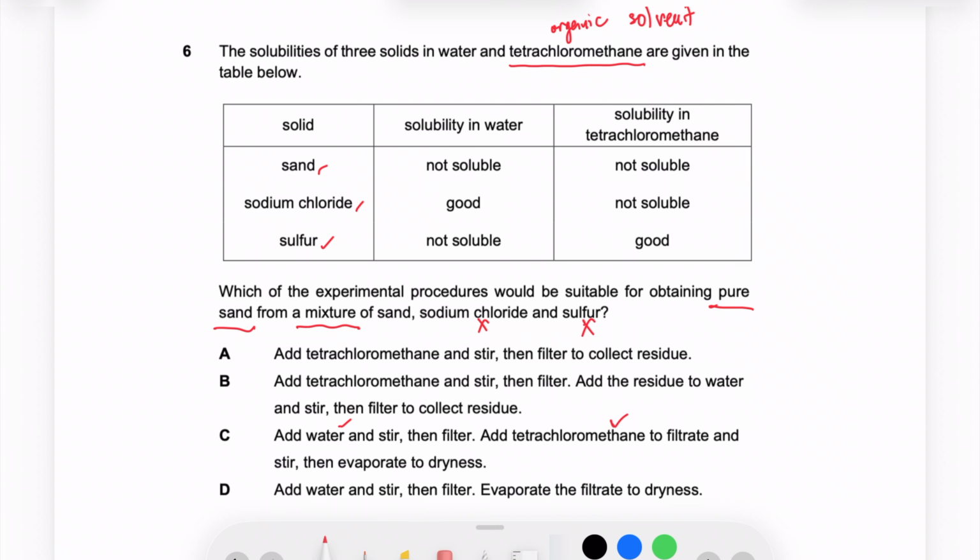Because once you add water, when you filter, you are left with sand and sulfur. Then when you add tetrachloromethane, which one will dissolve? Sulfur will dissolve. So you are just left with sand. So this one is the first case, this is the second. Then your sand will be your residue.